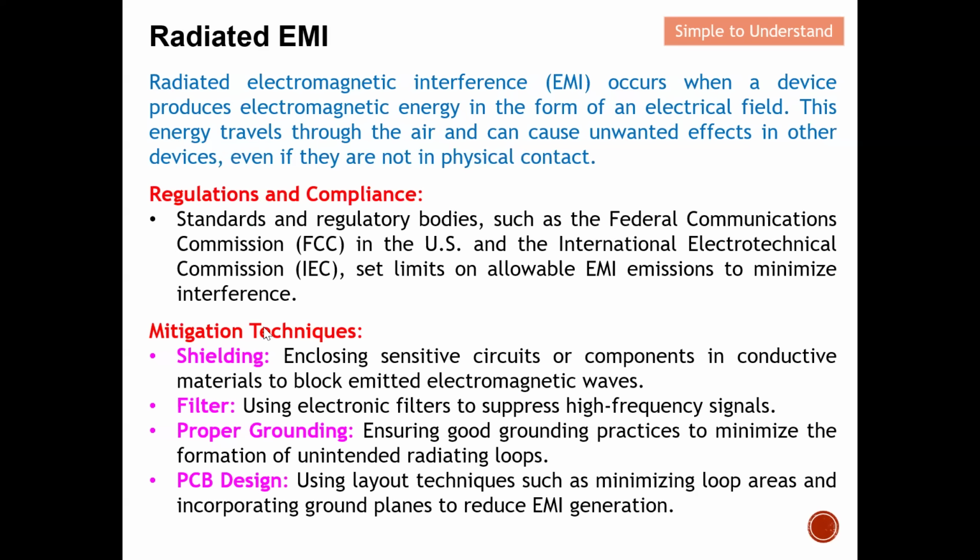Mitigation techniques here. As I mentioned, we can do some form of shielding by building an enclosure. The enclosure protects the sensitive device or component with conductive material to block emitted electromagnetic waves. Filters: using electronic filters to suppress high frequency signals. Proper grounding is also another key factor to reduce radiated emission. Ensure good grounding practice to minimize the formation of unintended radiation groups. This part will also be heavily discussed.